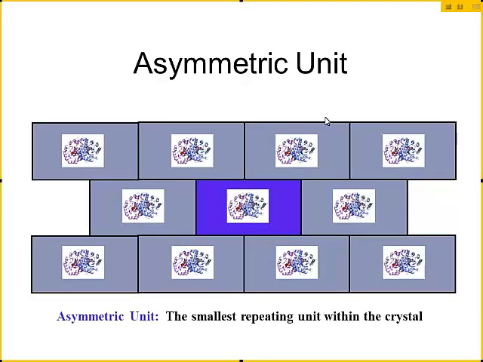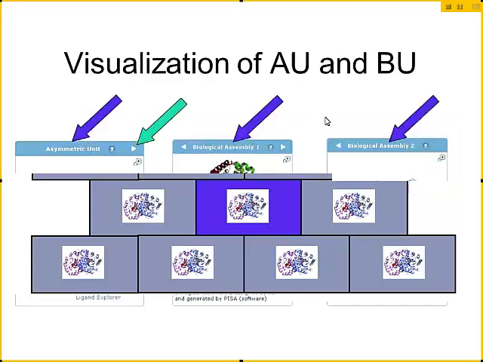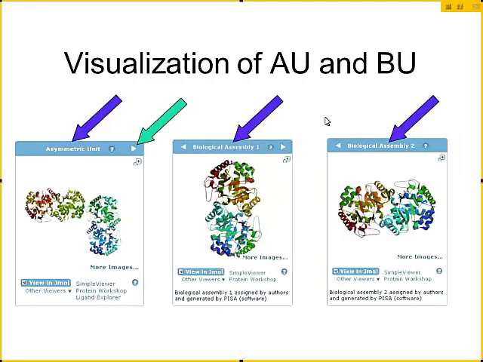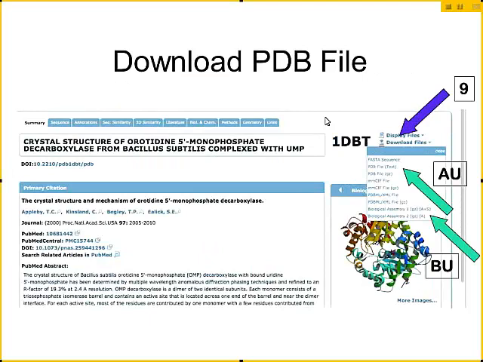That's the biological unit. Your asymmetric unit is the repeating unit in the crystal. There is a pattern in that crystal, and the question becomes, what is the repeating unit in the crystal? The asymmetric unit is the smallest repeating unit in the crystal. What's my unique unit that repeats? So it's the smallest repeating unit. Now you can quickly visualize the asymmetric unit and the biological unit by clicking on these arrows.